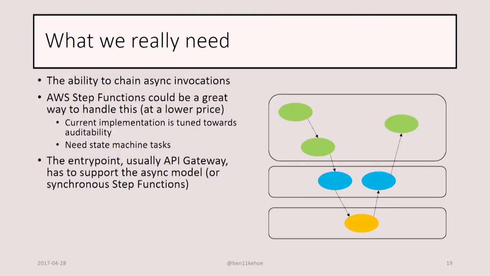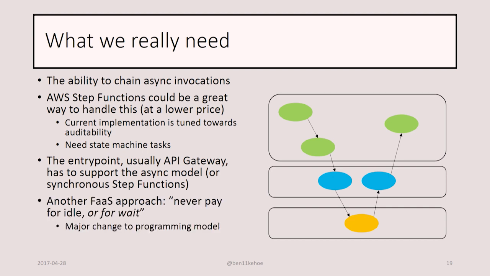The entry point, in AWS, this is API Gateway, would have to support these models. So it can't just happen in the back end. It needs to happen all the way through the system. And so it's really a broad support issue, I think.